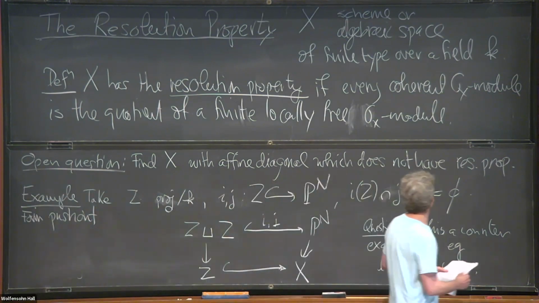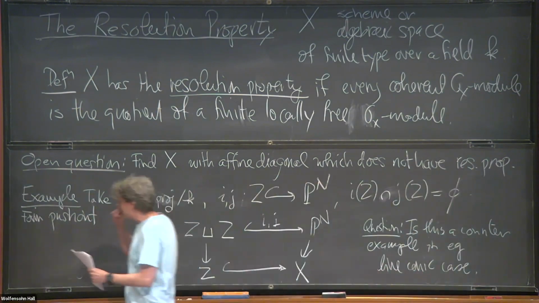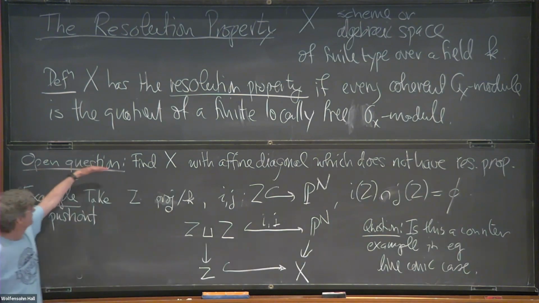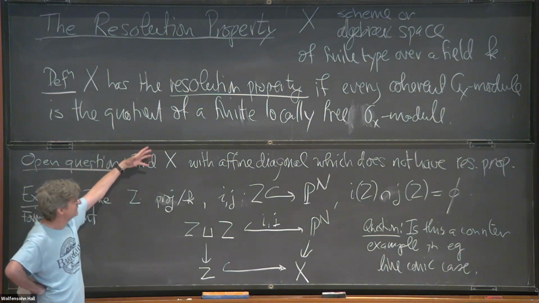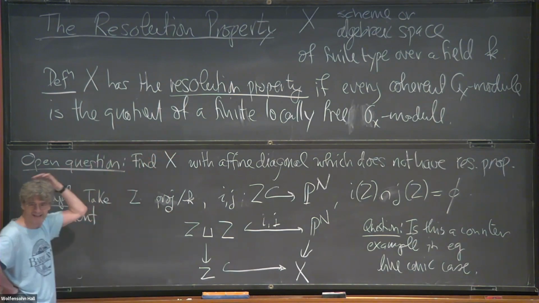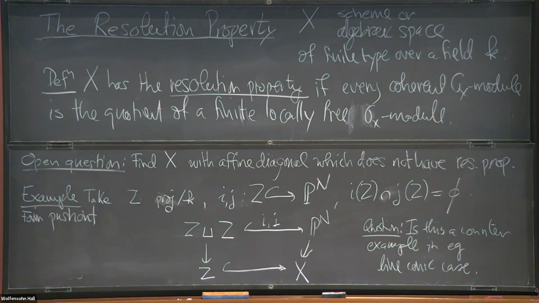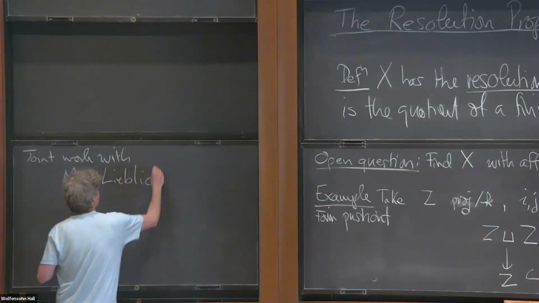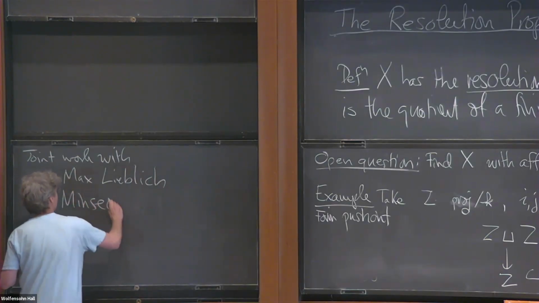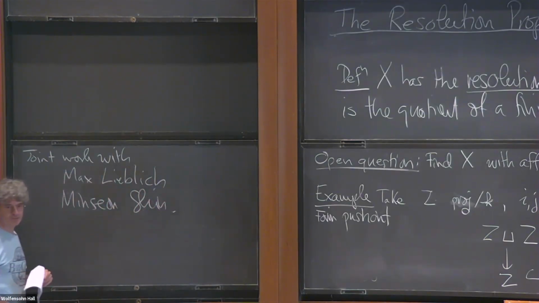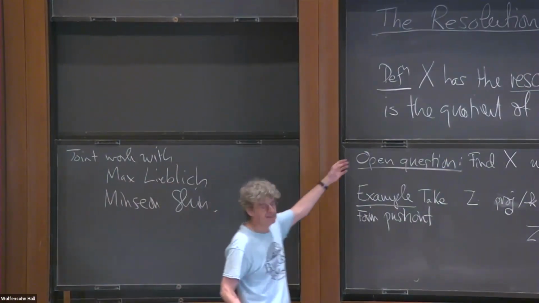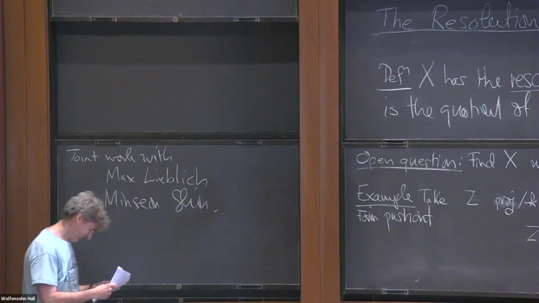Great. Okay. Now let's go to twisted sheaves. What does this have to do with twisted sheaves? So I think the problem is we need some kind of invariant that will tell us you can't do this, right? And so in this paper with my co-authors, I'm going to talk about joint work. Thanks, Lieblich. And Minseon Shin. And in this joint work, we come up with an obstruction, okay? A potential obstruction.